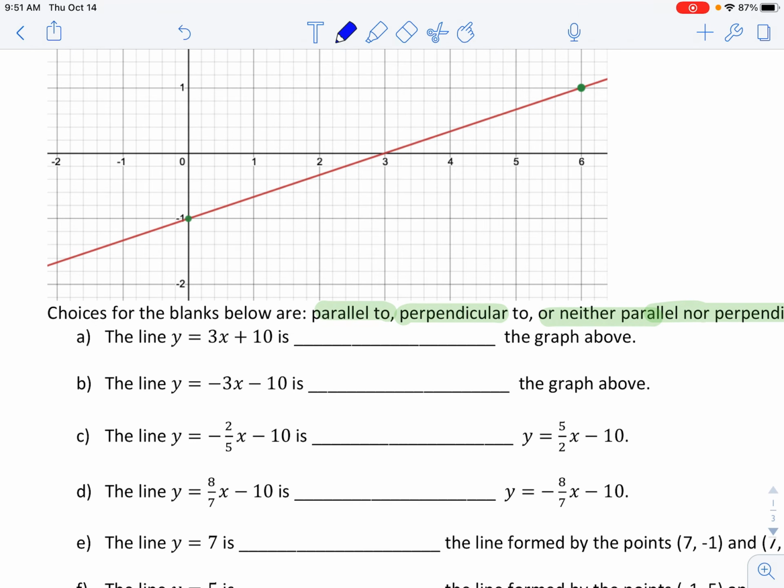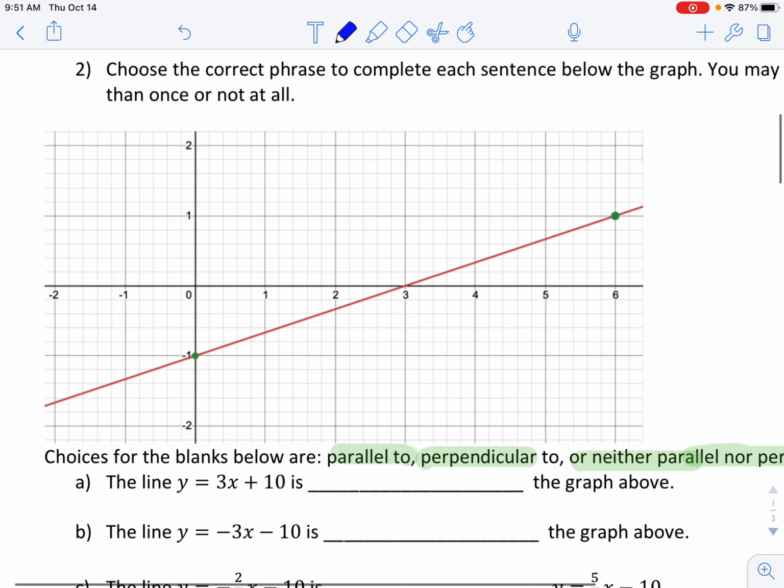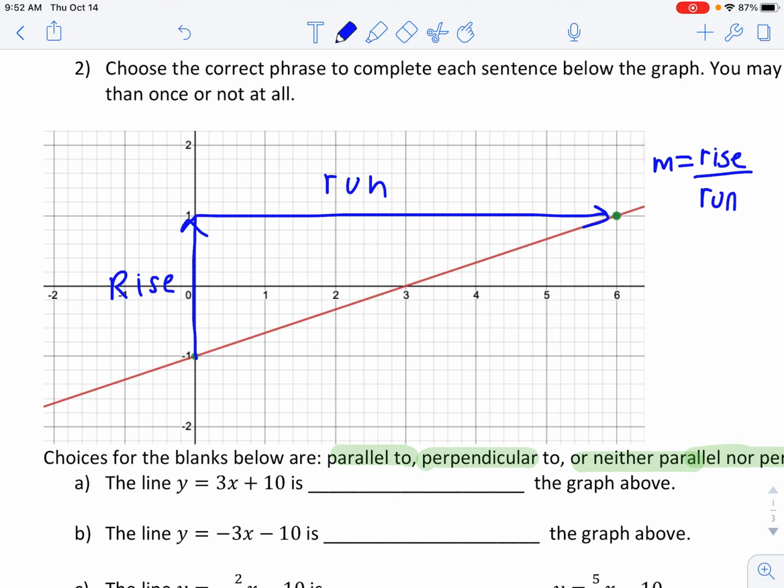So again, all we really got to do is focus on the slope. We could actually calculate the slope, but let's not. Let's just count rise, run. Slope is rise over run. Why? Because they say so. So the rise is up 2. We went up 2. Then we went right 6. So 2 over 6, or 1/3.